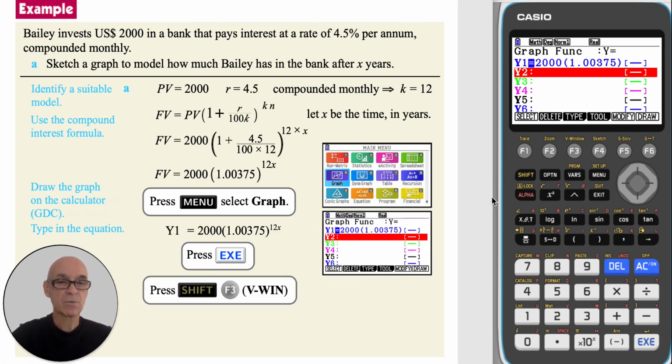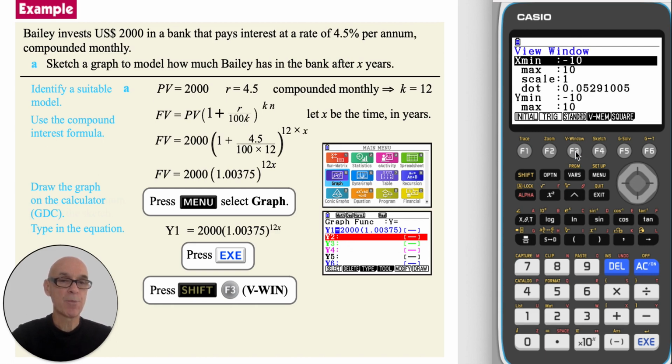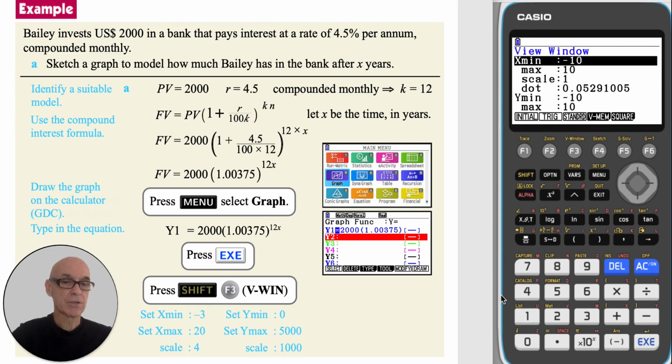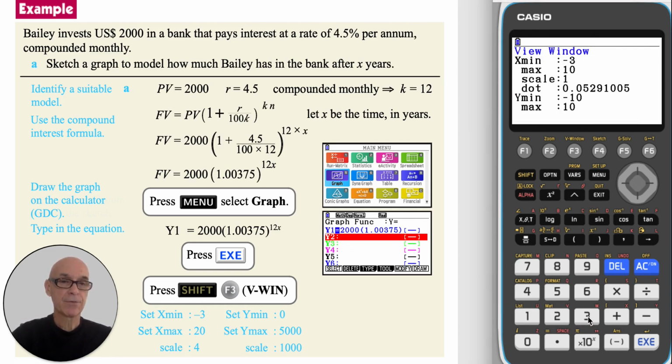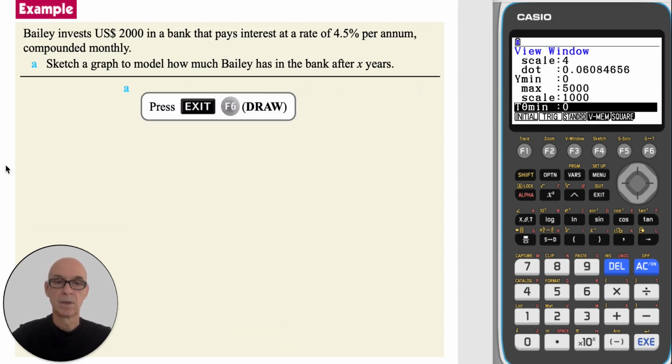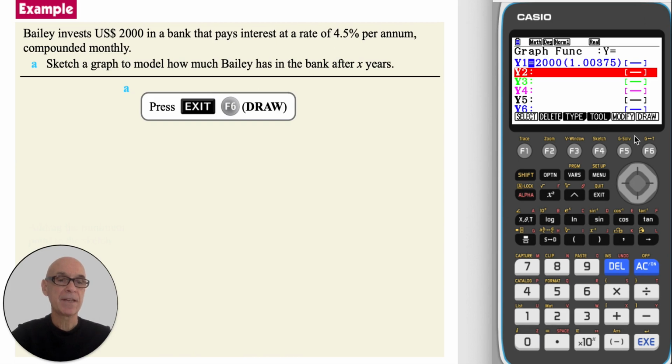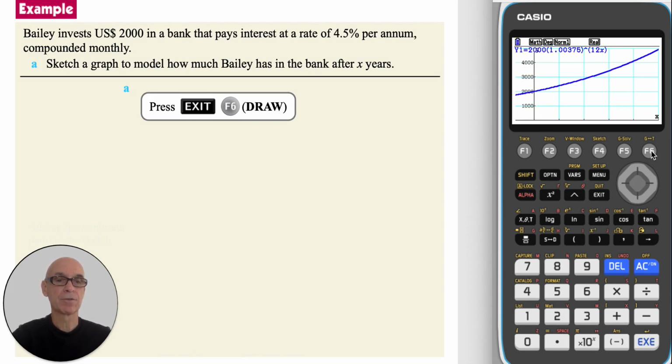At this stage, we can press Shift F3 View Window to set up an appropriate window. For the X values, I'm going to set -3 for X min, 20 for X max, with a scale of 4. For the Y values, I'm going to set 0 for Y min, 5,000 for Y max, with a scale of 1,000. Press Exit, then F6 to draw the graph of the function.